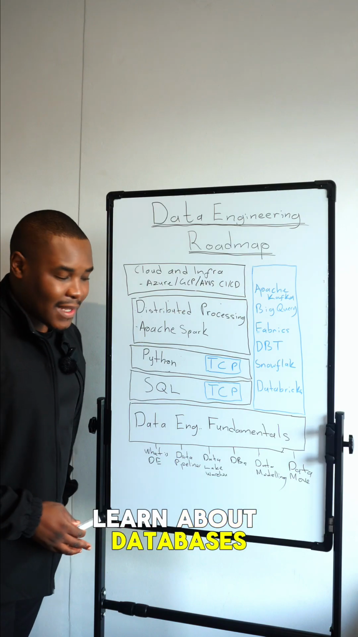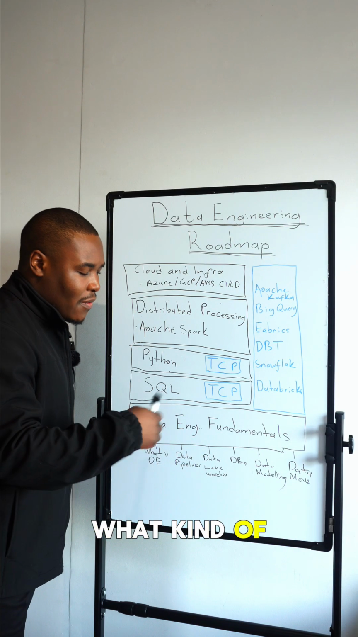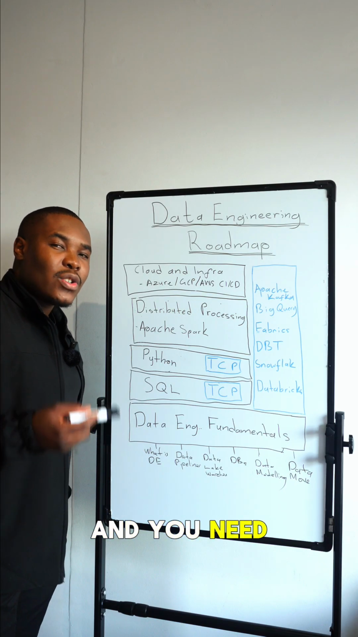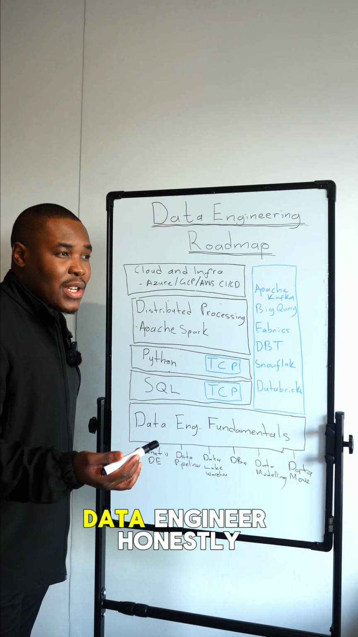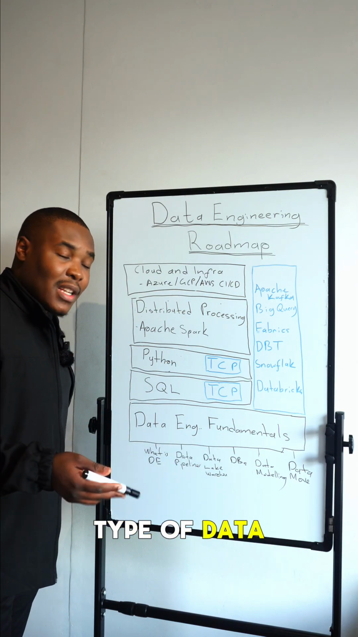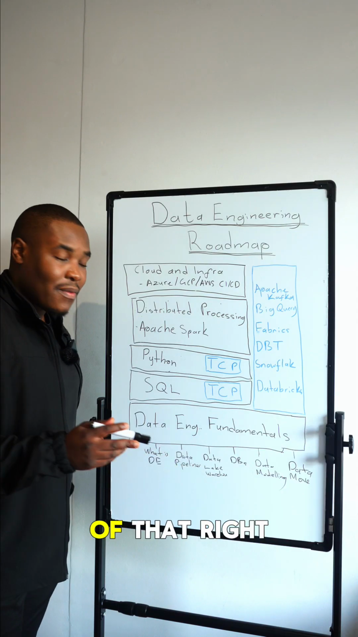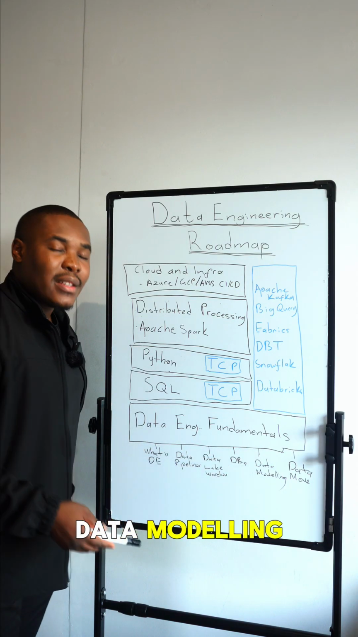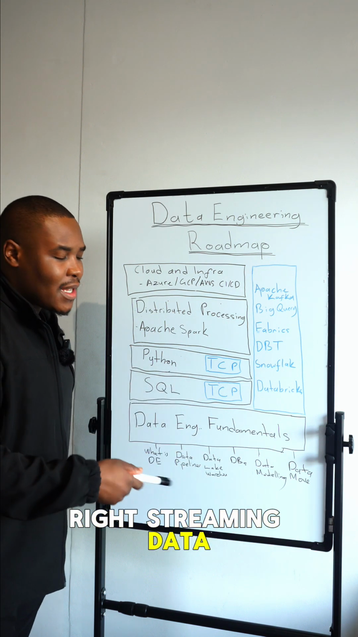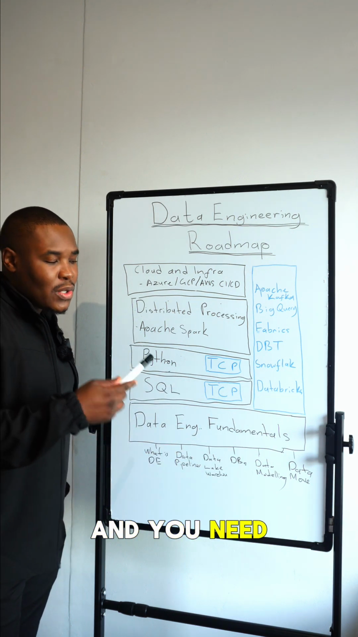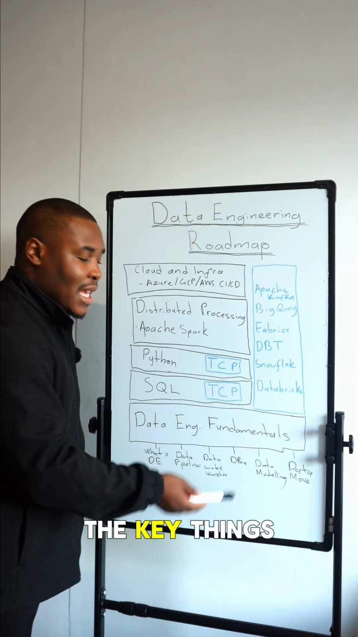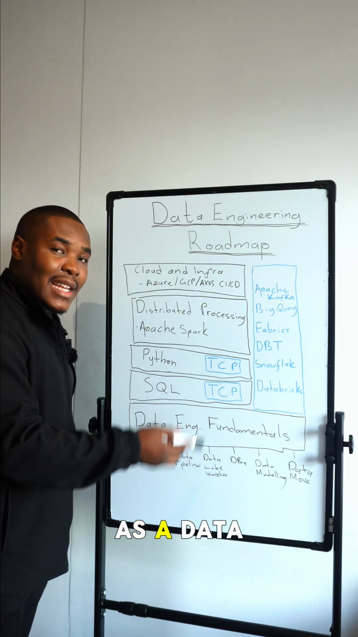You want to learn about databases, different types of databases, and what kind of data is stored by each, because there are so many different types of databases, and you need to know their use and application. Because as a data engineer, honestly, companies come to you to understand what database they need to use based on the type of data that they want to store. So you need to have a very good understanding of that, right? Then there's data modeling. Data modeling is very important for you to understand. You need to understand data movement, right? Streaming data, batch processing, and you need to know when it is best to stream data and when it is best to use batch processing. So these are some of the key things that are important to understand as a data engineer.